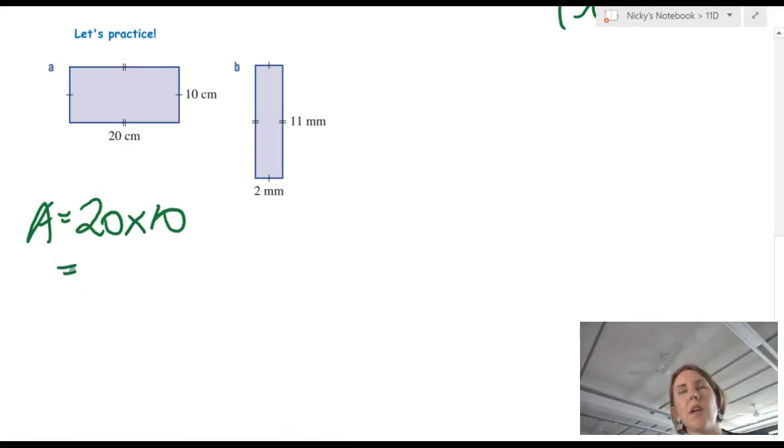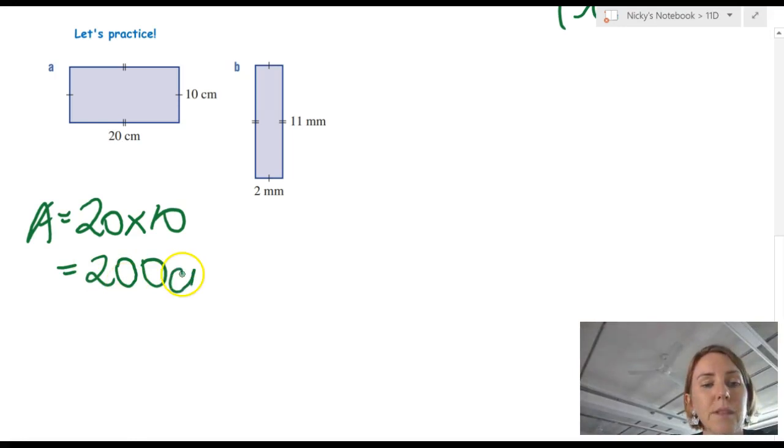centimetres. Be really careful at this point that you do your multiplication correctly. So we wouldn't, for example, write 10 times 20 is 20, or 20 times 10 is 30, because that would be adding, okay? So make sure that you do your multiplication correctly. So 20 times 10 is 200 centimetres squared. That's really important as well.